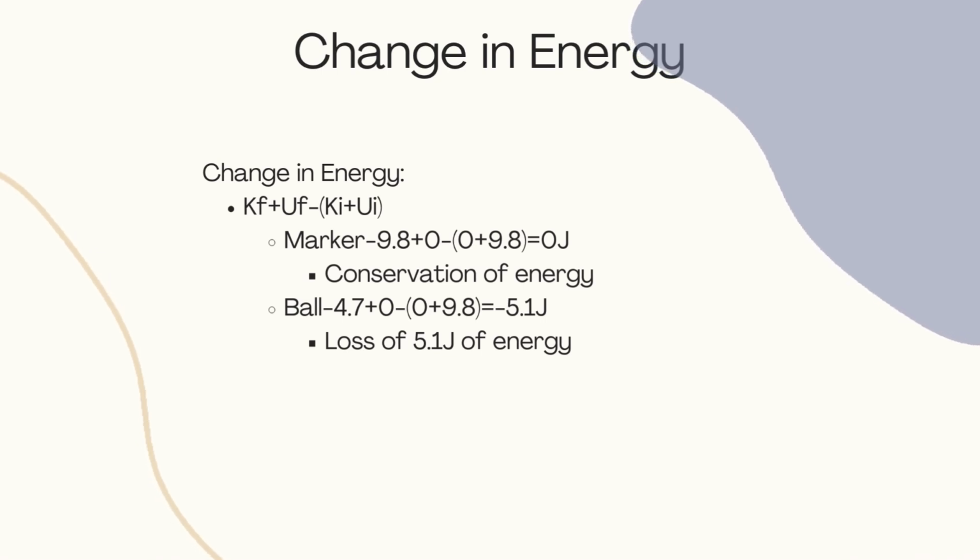And then here's the change in energy that we calculated. So to start, the formula is K final plus U final minus K initial plus U initial. For the marker, we got 0, which means there's conservation of energy. And then for the ball, we got negative 5.1, which means there was a loss of 5.1 joules of energy.